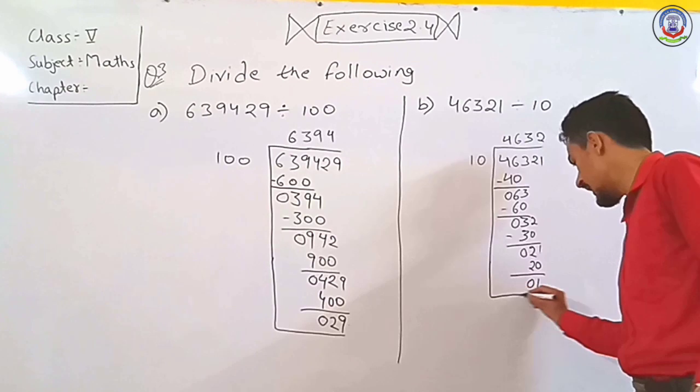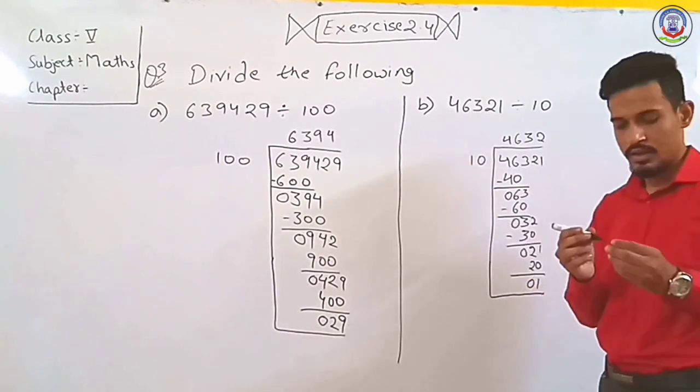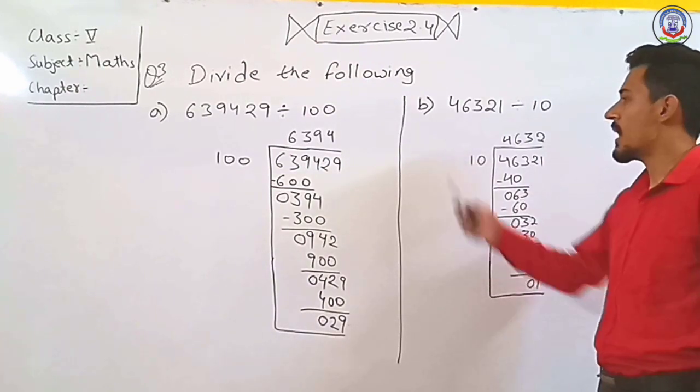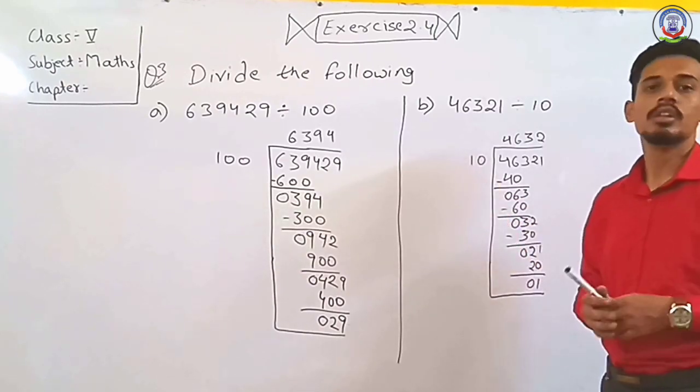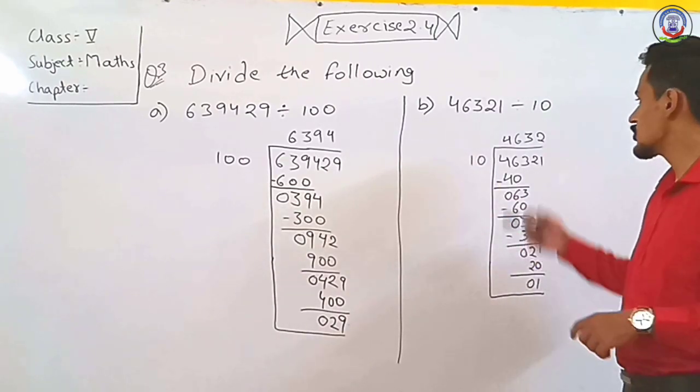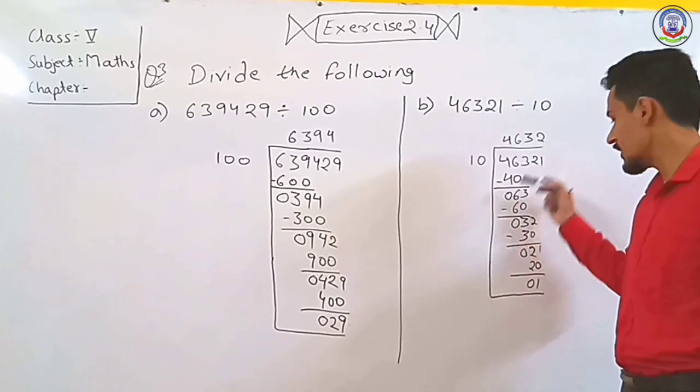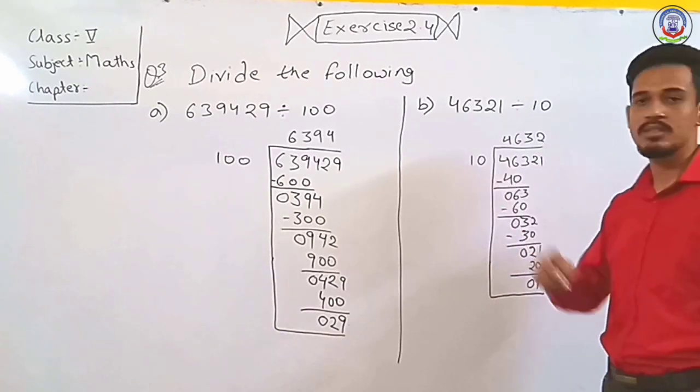So like this we have to solve division by 100, 10 or thousands or 10,000s. So this is the quotient, this is the dividend, this is the remainder and this is the divisor.